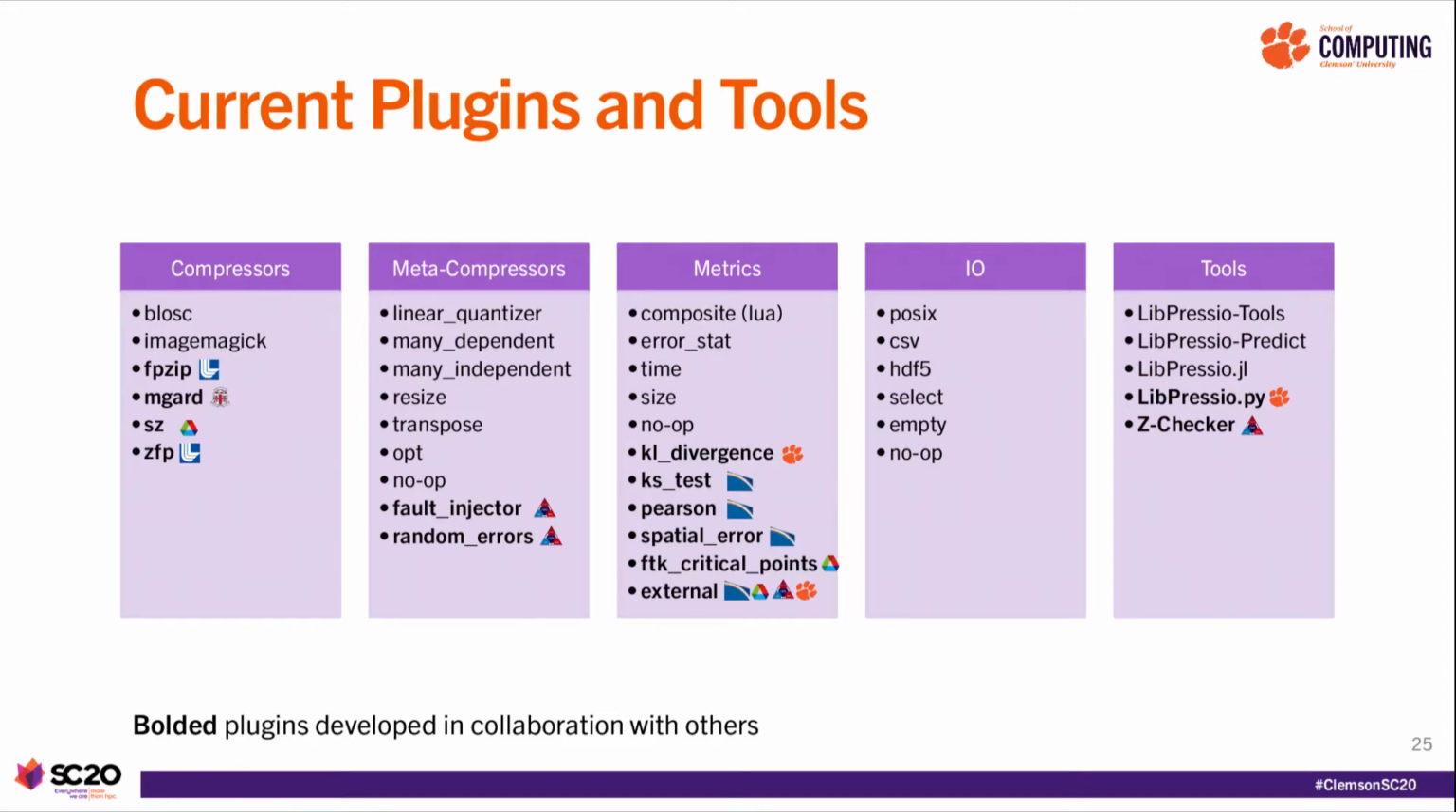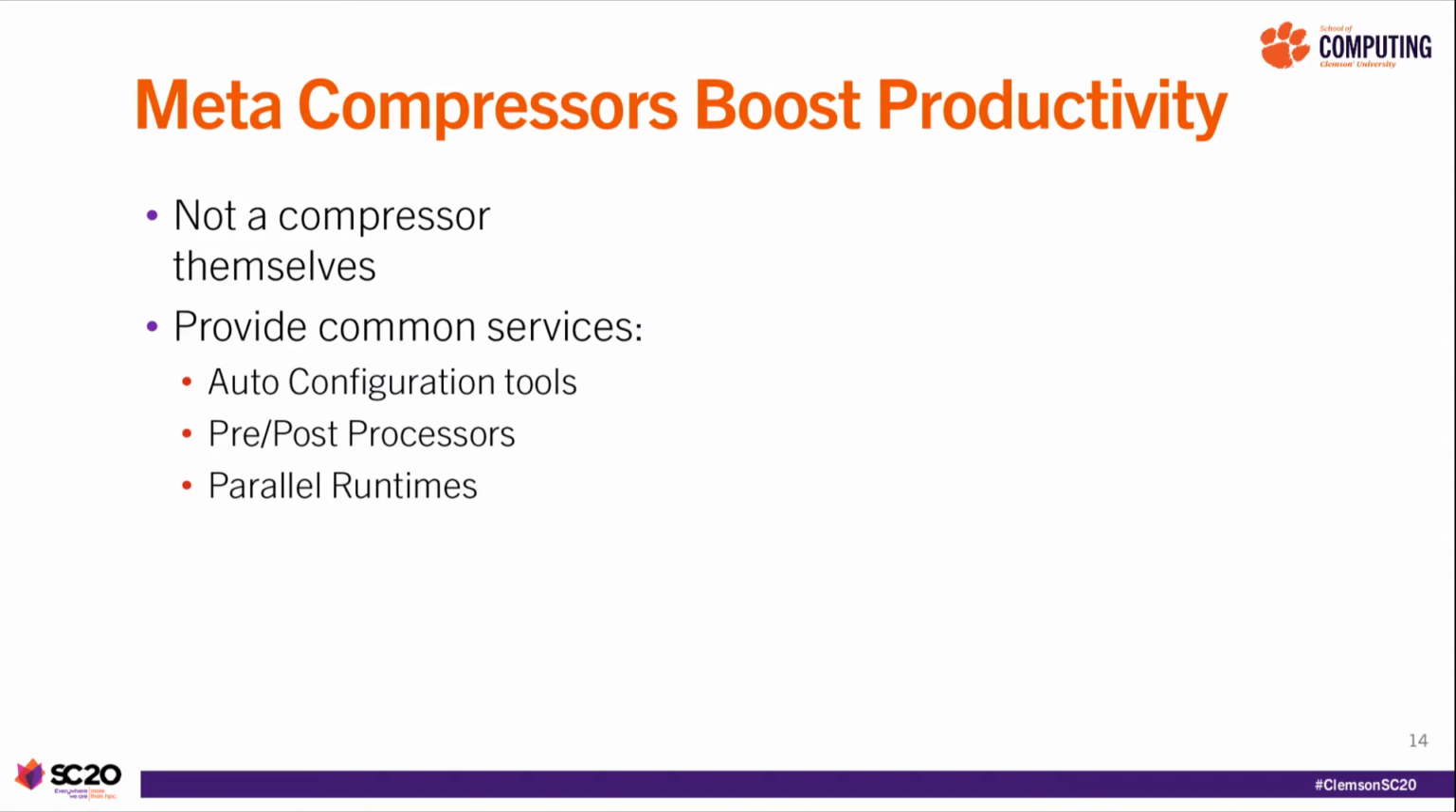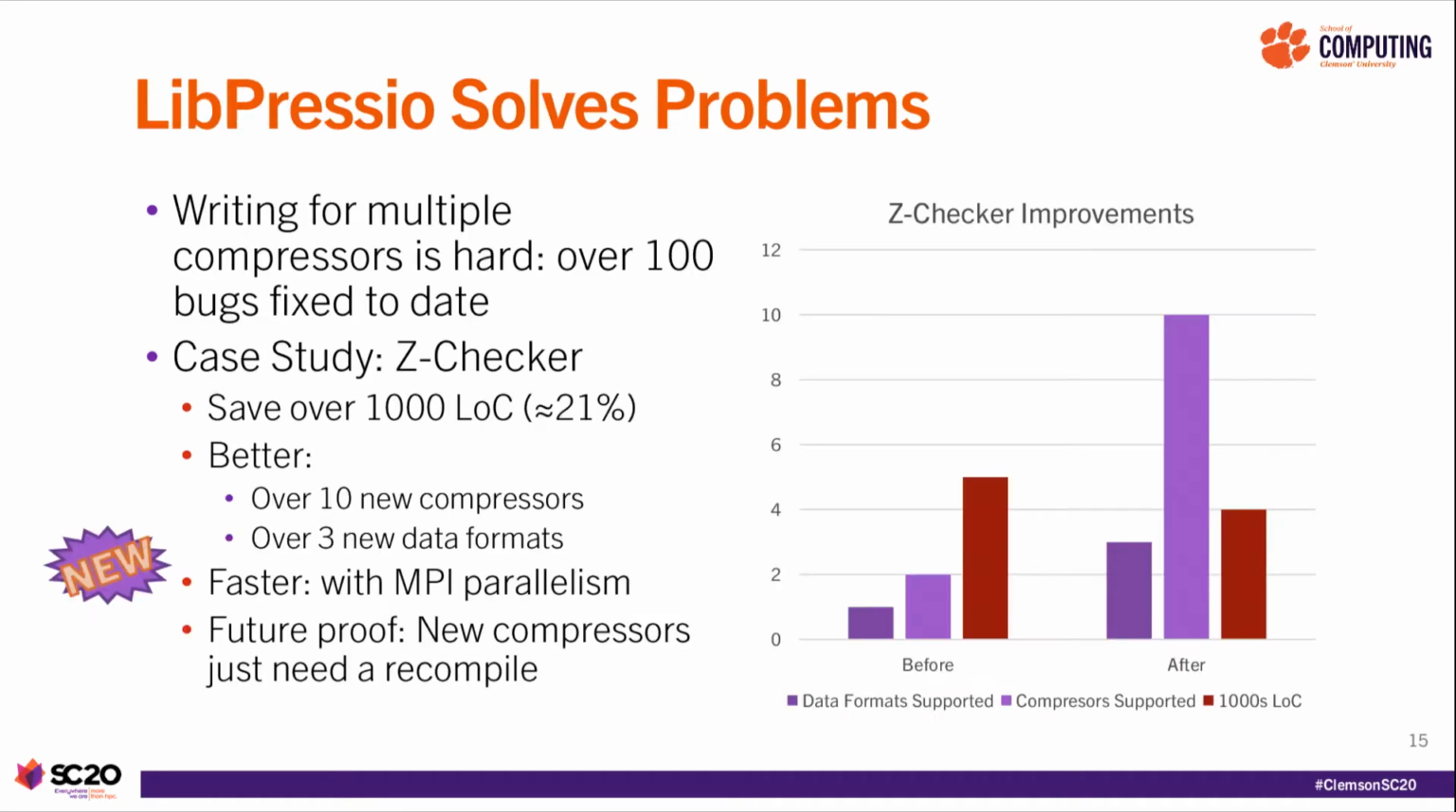variety of different organizations. So what exactly is a metacompressor? Metacompressors exist to boost productivity of developers using compressors. They are not compressors themselves, but provide common services used in compression, things like auto-configuration tools, pre- or post-processors, and parallel runtimes. LibPressio also solves problems for its users.